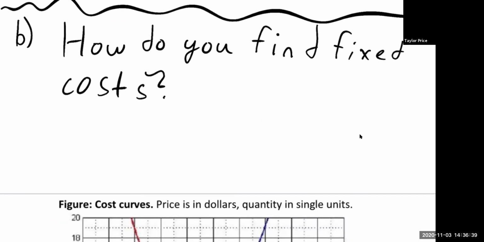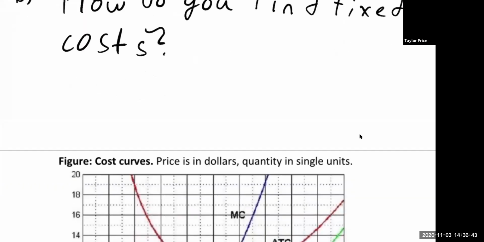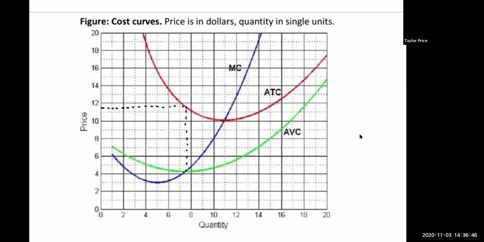So the next question I got was, how do you find fixed costs? The question was first asking about fixed costs in the sense of a graph. So how do you find the fixed costs when looking at a graph? The first thing you need to know is that this point right here, the intersection of the marginal cost curve and the average variable cost curve, is where the firm chooses to produce, because to produce the firm needs to just cover its average variable costs. That's the only thing the firm cares about to know when it's going to produce.